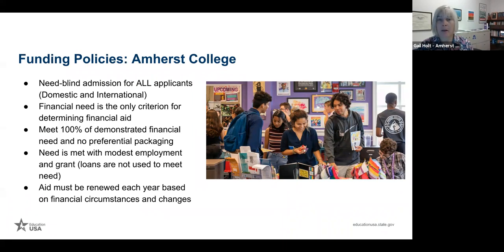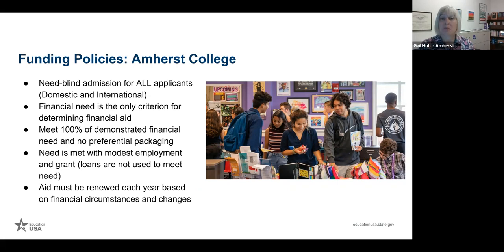We do not have any merit money. So families with low financial means will be supported with a financial aid package after their family contribution, and students are considered equally, both domestic and international students. And so, it is a generous financial aid program at Amherst. In our packaging of financial aid, we do not use loans in that initial package. So that need that I mentioned is met with grants and a modest student employment amount.